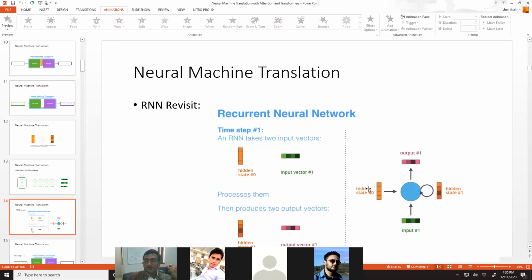Based on the current input and hidden state, we calculate the output, right? So at time step 1, an RNN takes the hidden state and input vector, processes them, and produces two outputs. One is the hidden state for the next step, and the second is the output for this stage. We have already seen this RNN in our previous classes, so you should be able to understand how this process is done. You know that H3 is a function of H3 minus 1 and X3, where X3 is the input and H3 minus 1 is the previous output.